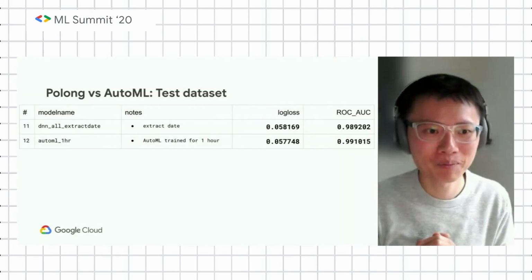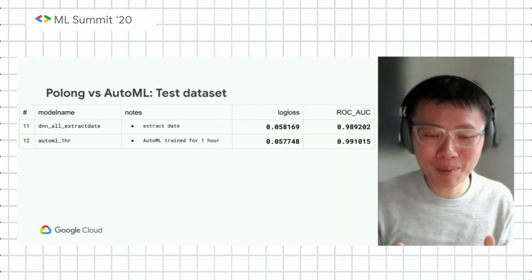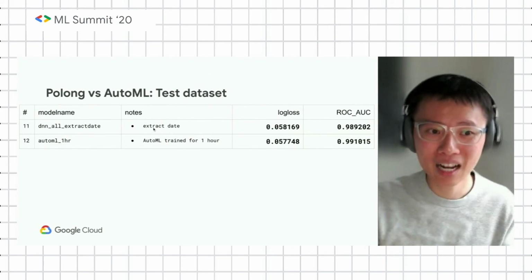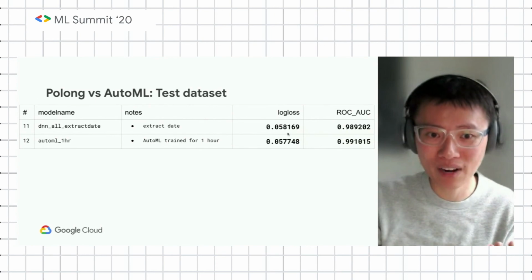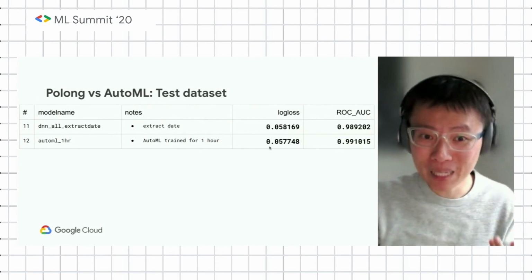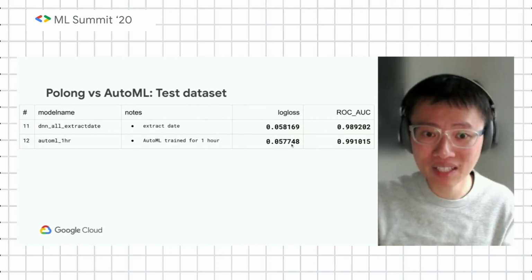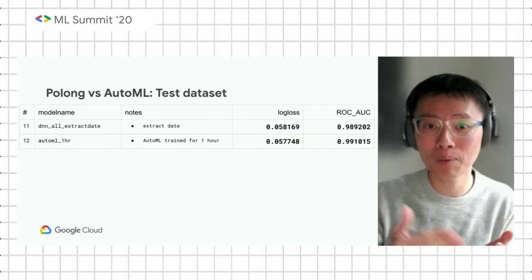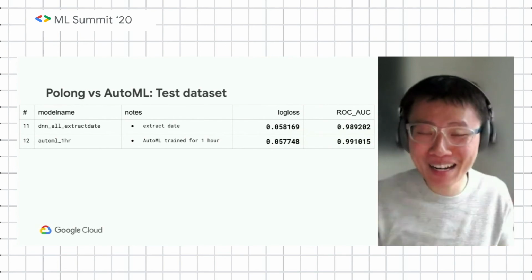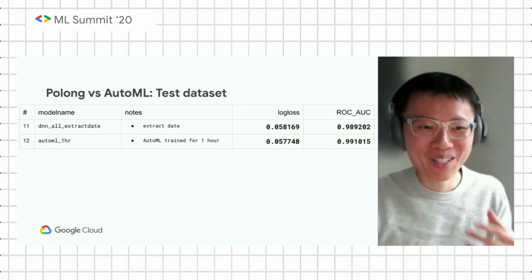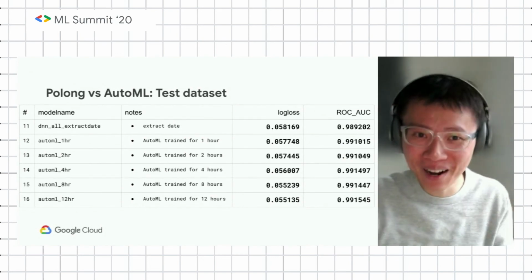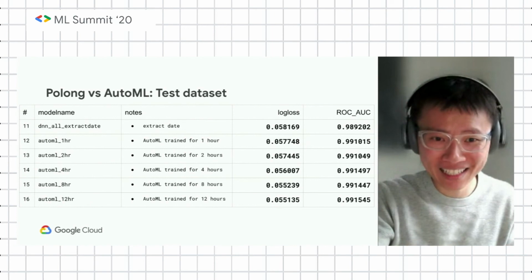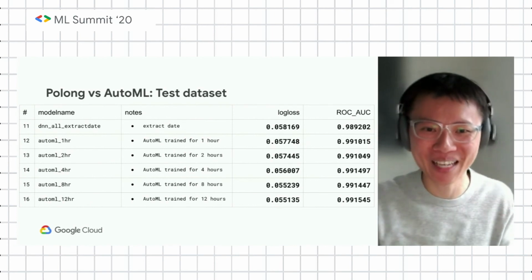So let's see. Okay, so here are the results for AutoML 1 hour. You can see that based off of my previously best model, which was the DNN model just extracting the date, which had a log loss of 0.058, AutoML beats it, at 0.0577. And the ROC AUC as well has increased from 0.989 to 0.991. And this is just training for 1 hour. And then we have the results for the other AutoML models as well.